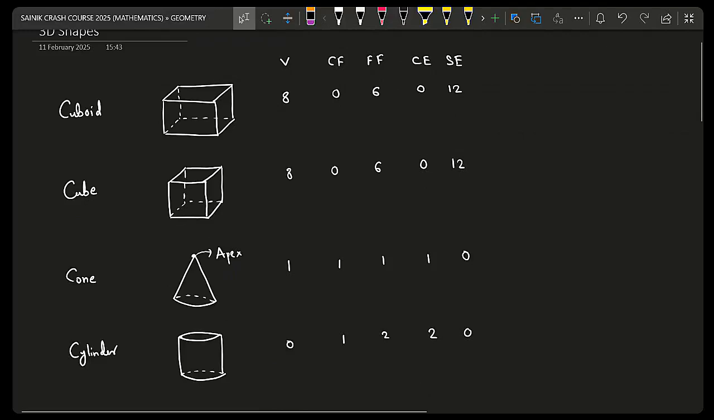Yes, Nishil, any doubts? Sir, what is the meaning of CF? CF means curved faces. I wrote it in short form. CF means curved faces. FF means flat faces.